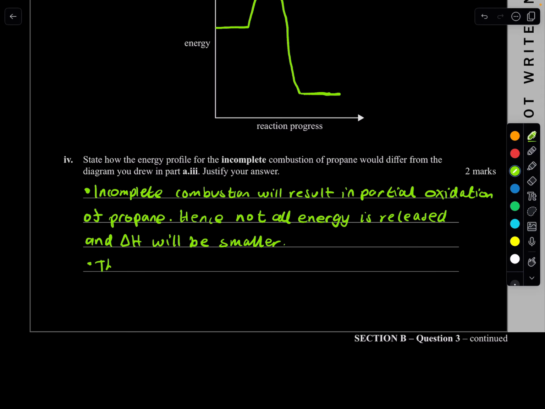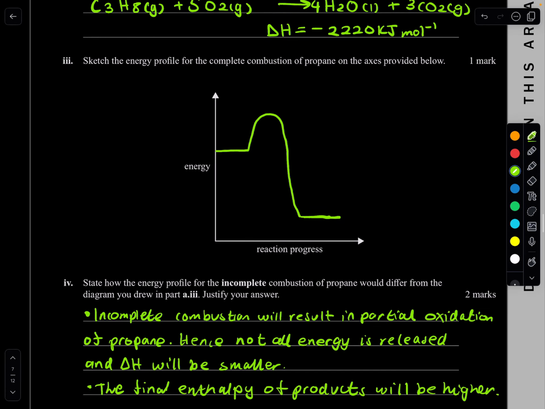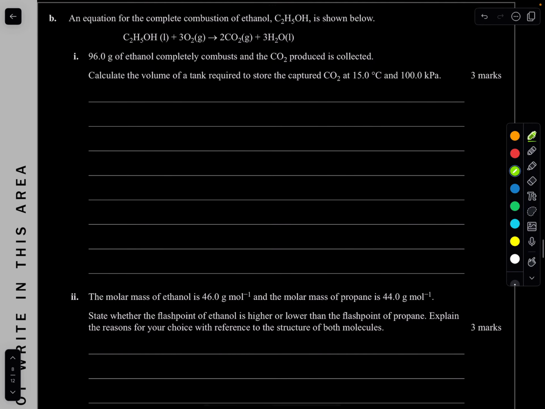Basically, the final enthalpy we saw, so the final enthalpy of the product, so the energy of the product, will be higher when we looked at it in our diagram. Beautiful. Question B. An equation for the complete combustion of ethanol is shown.